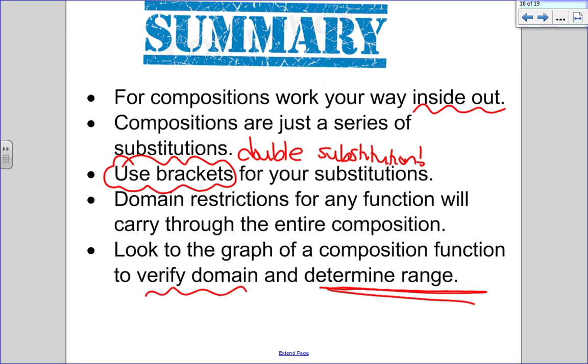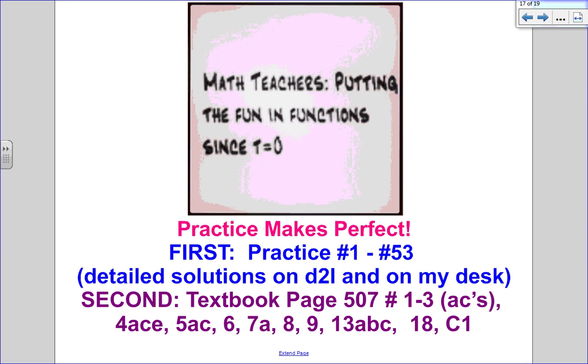So this is our last topic that we did in chapter 10 for functions. And I'd like to thank math teachers for putting the fun in functions since the beginning of time when t equals 0.